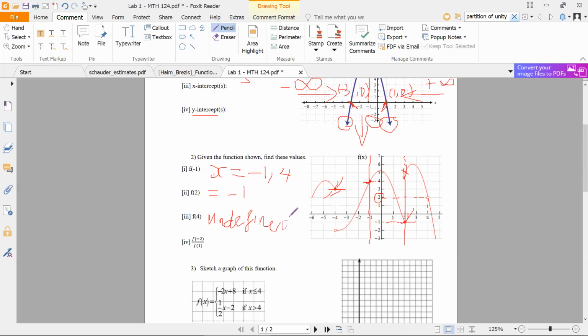This point is undefined. We don't have information for this, right? It's nothing. Right. So the last one is not just finding a point, but we have to do a bit of computation, right? So this one is f of -1 over f of 1, right? So you need to find 2 points, f of -1 first, and then f of 1 later, and then you take the division, and then you have the result.